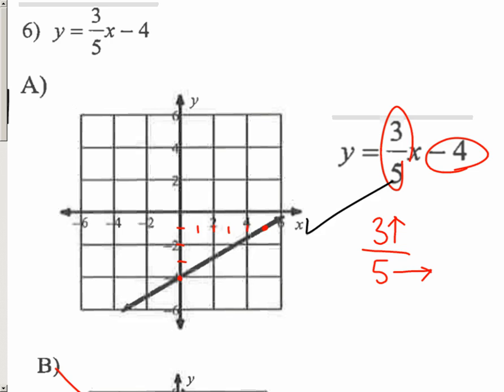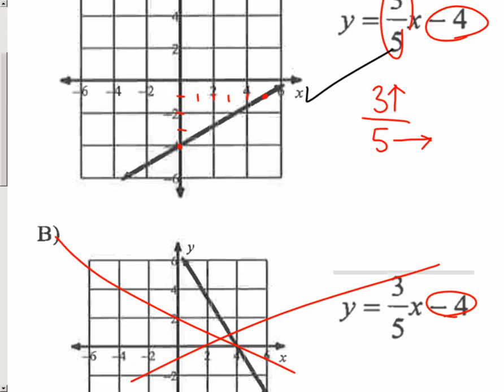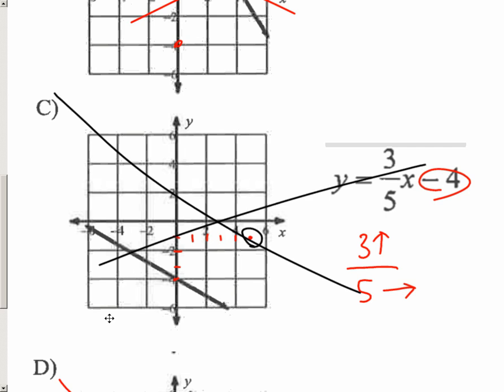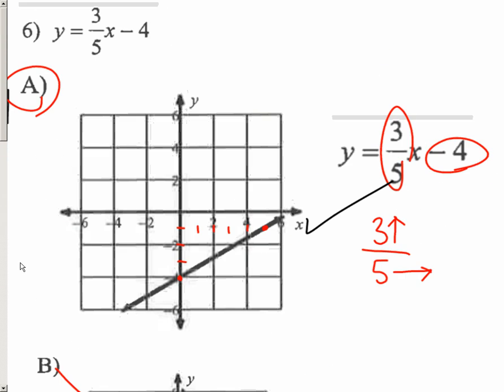So A is going to be the right answer, but let's go down and actually prove to ourselves that it's not C. You'll see us go up 3 and to the right 5 and see if we wind up on the line again, and we will not. We go up 3 and to the right 5, just like the slope tells us to, but we're out here in the middle of nowhere. This line is way over here, so it can't be C. So we know for sure that the answer is A.